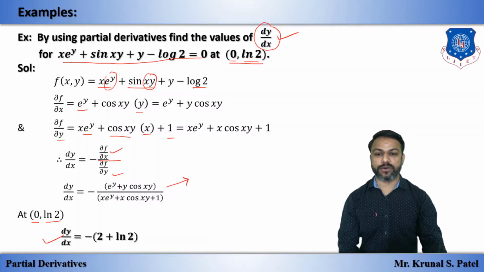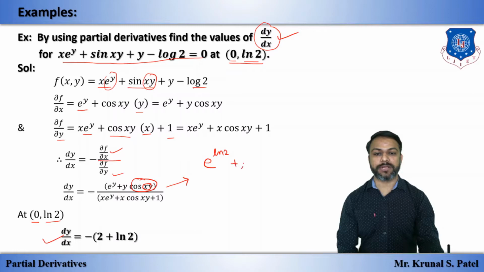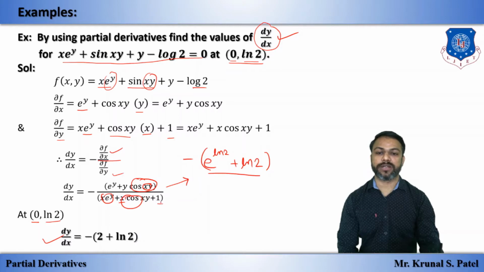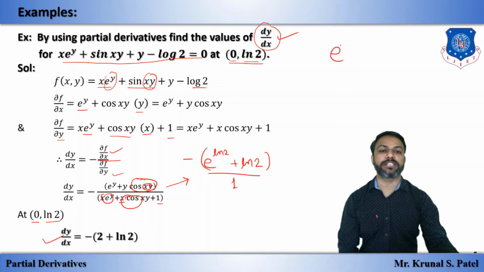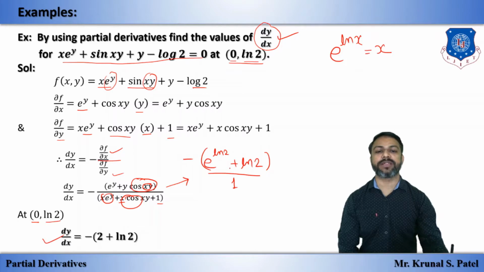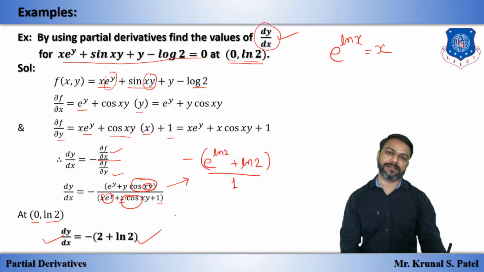If x is 0, so cos 0 is 1, so this is 0, and cos 0 is 1, so we will put y as e raised to ln 2 plus ln 2, and this minus as it is, divided by, since x is 0, this term is 0, so only 1 remains, so the denominator is only 1. Now we know the formula e raised to ln x gives us x, so e raised to ln 2 gives 2, so 2 plus ln 2 is our final answer.